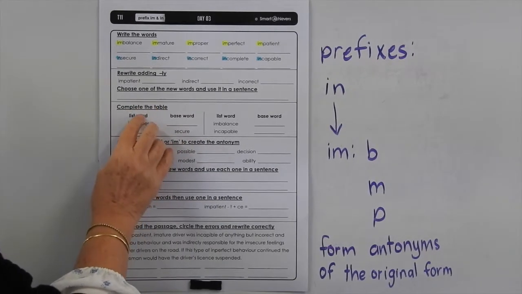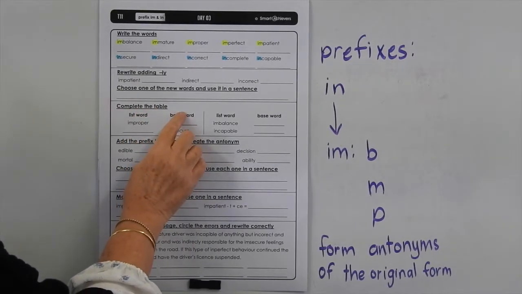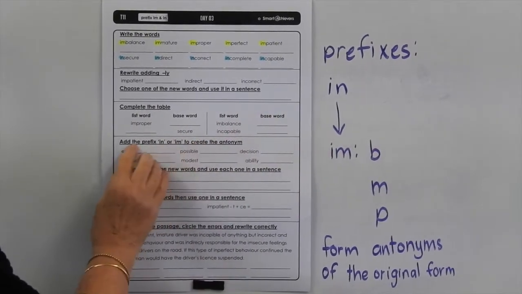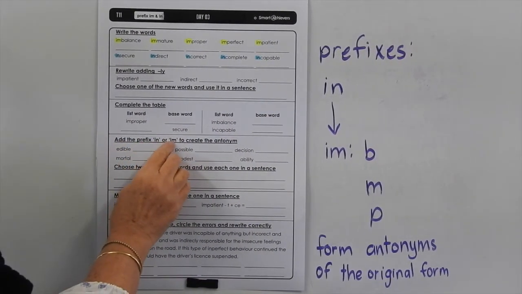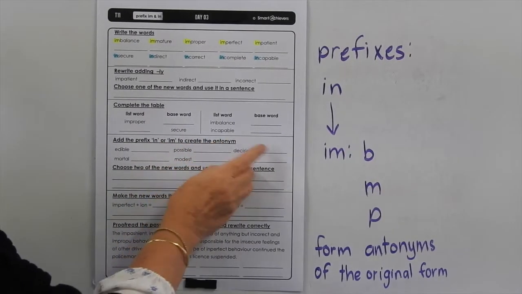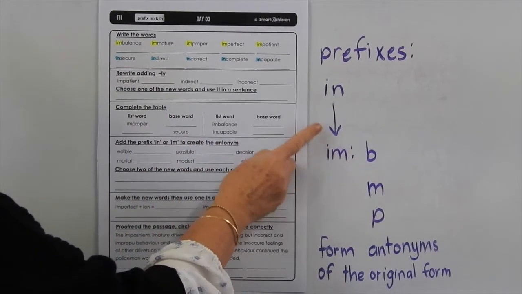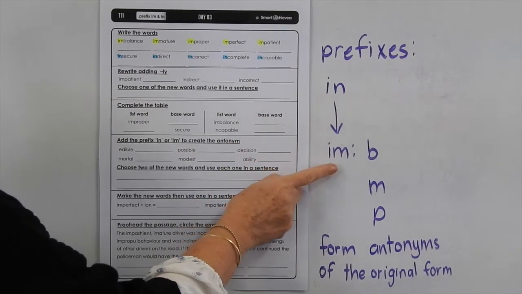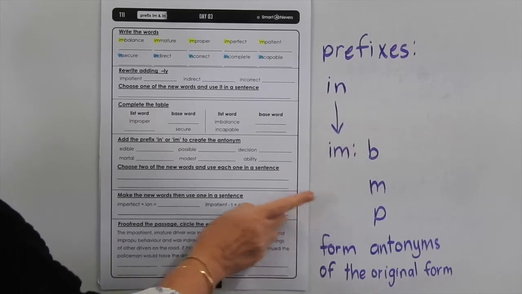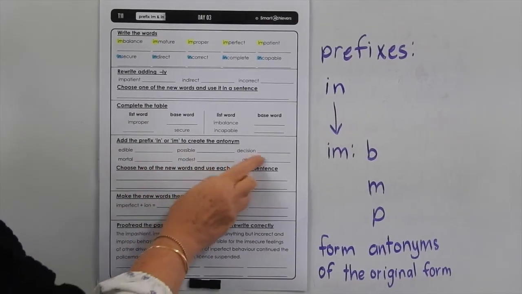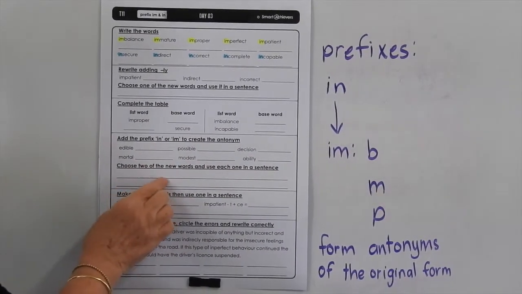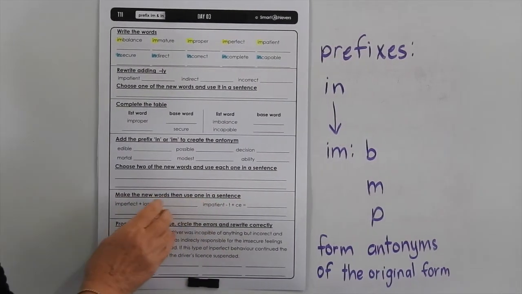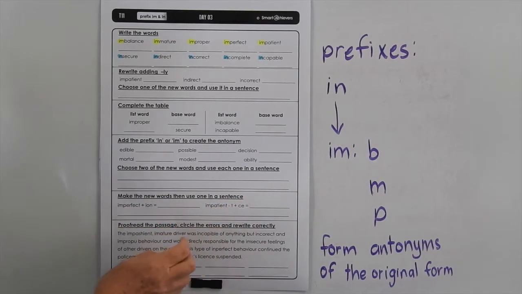Complete the table. You've got the list word here, take it back to its base word, quite easy, you've got another set over there. Now add the prefix in or im to create the antonym. So you know what the rule is, you're going to use in for most letters of the alphabet, but when the base word starts with a B, an M or a P, you're going to change it to im. So work through that and use 2 of them in a sentence. Make the new words, then use 1 in a sentence so you can work out what those words will become.